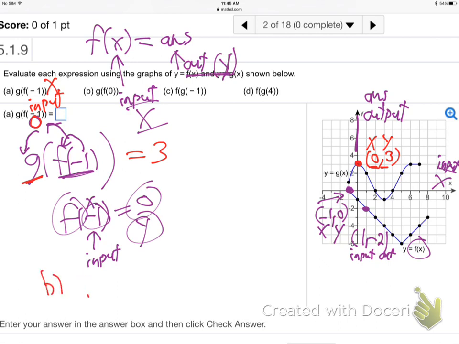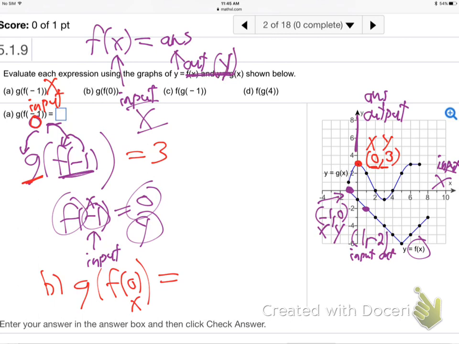Oops, G of F of 0. So they reverse the order. Try that one. Always start on the inside, right? We start on the inside and go right to left. So starting with this, put 0 into the F graph. That's the X value. Go to that F graph, which is the bottom one, and find the point with an X value of 0.